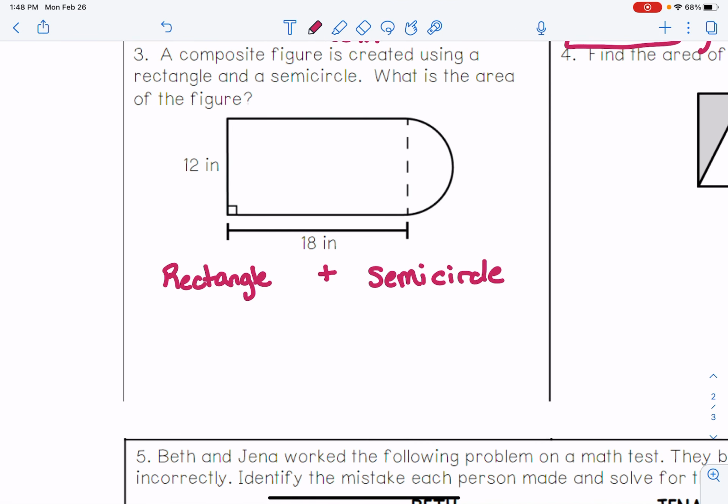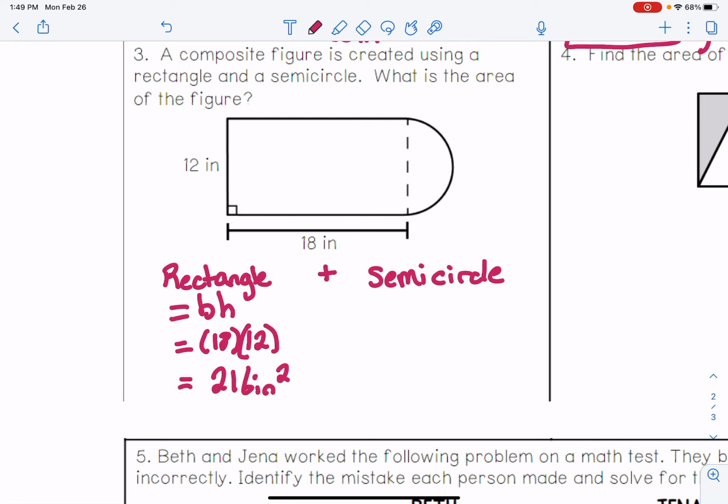All right, so the area of the rectangle, let's go ahead and write down our formulas. The formula for the area of a rectangle is base times height. All right, let's substitute in the values for base and height. It looks like we've got 18 times 12. And 18 times 12 is 216 inches squared. So that's the area of our rectangle.